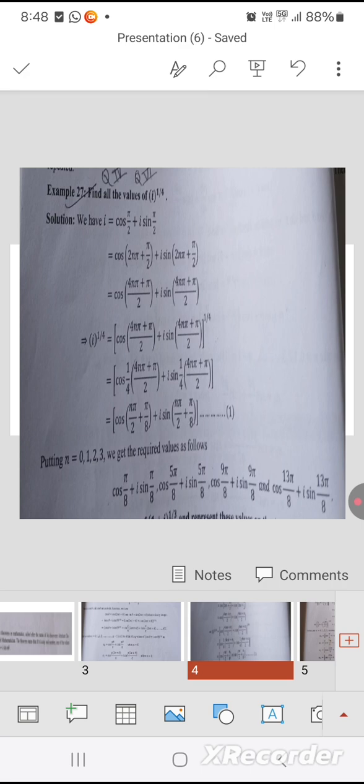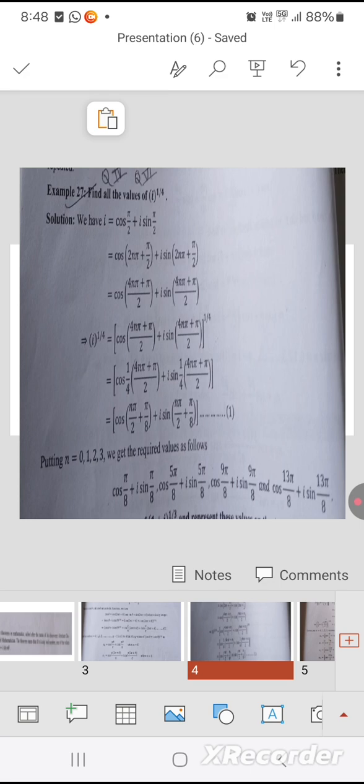Question is: find all values of (i) raised to 1 by 4. So here the solution is, first we have to express i is equal to cos pi by 2 plus i sin pi by 2. This is because i lies on the imaginary axis at an angle of pi by 2 radians from the positive real axis. So next our step is to generalize the angle using periodicity.